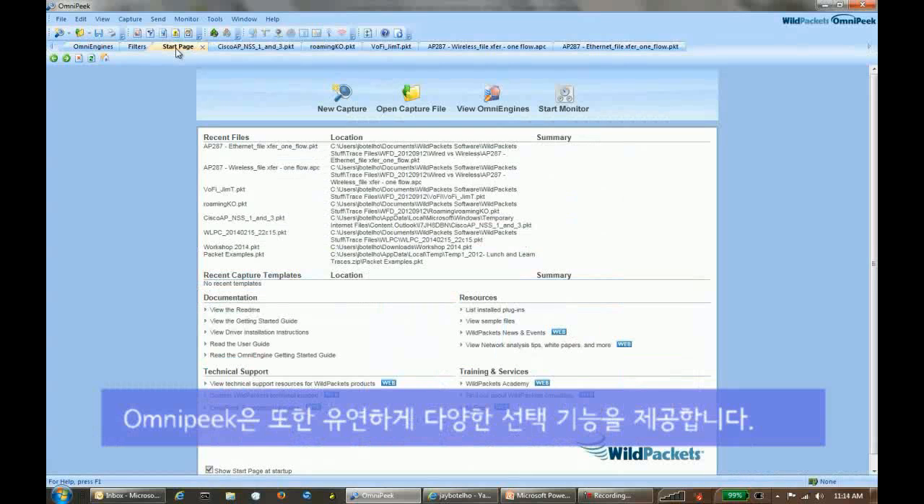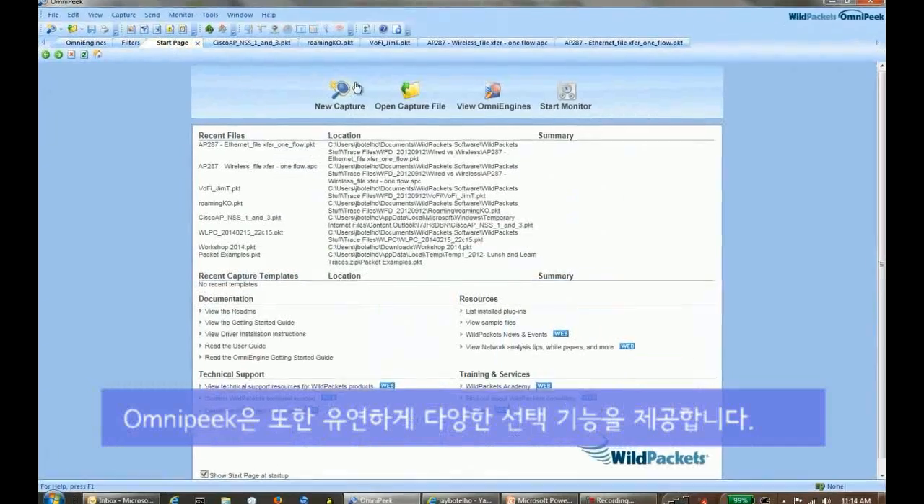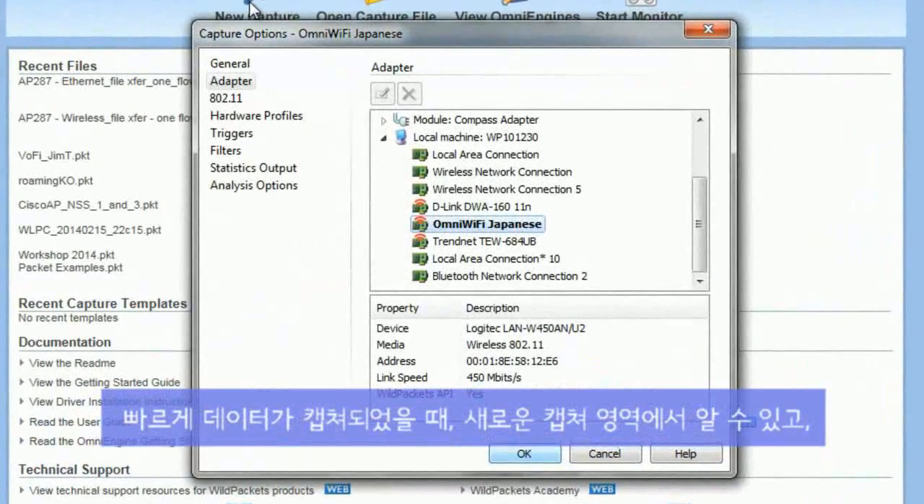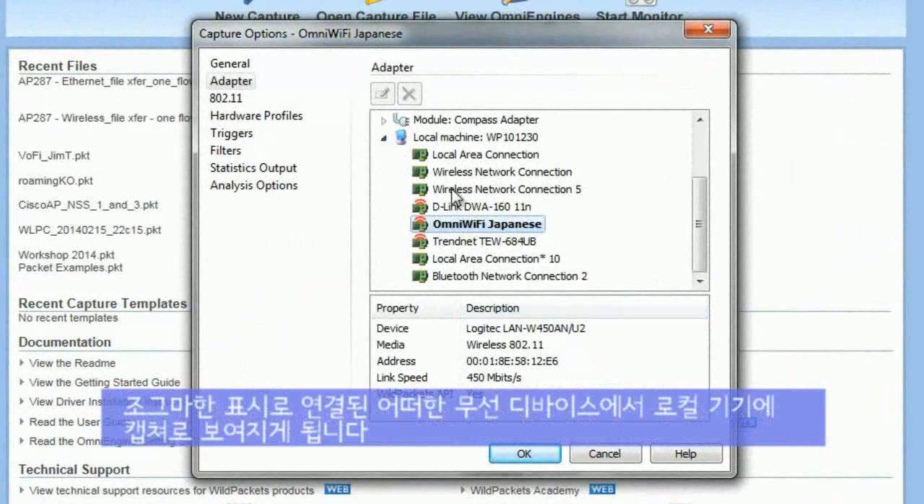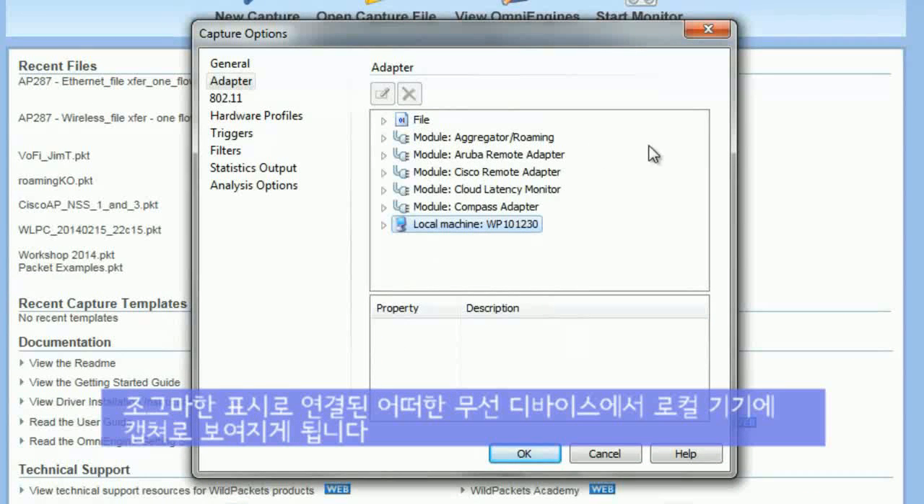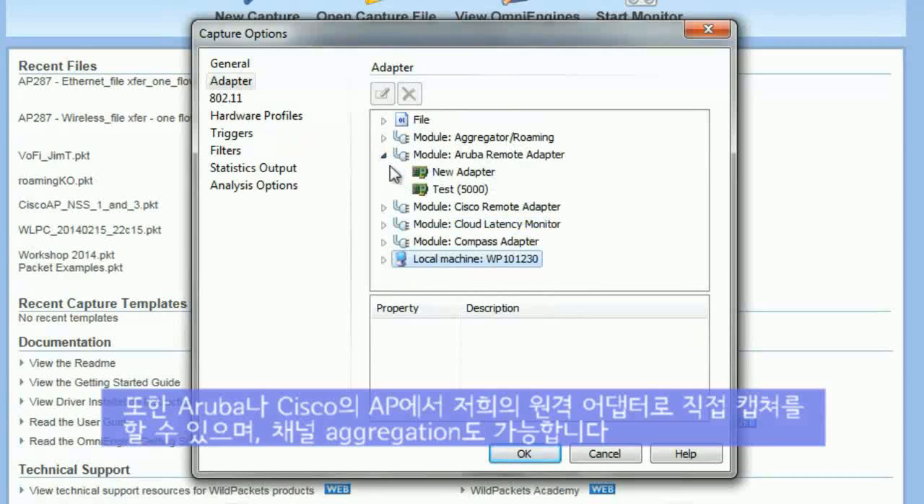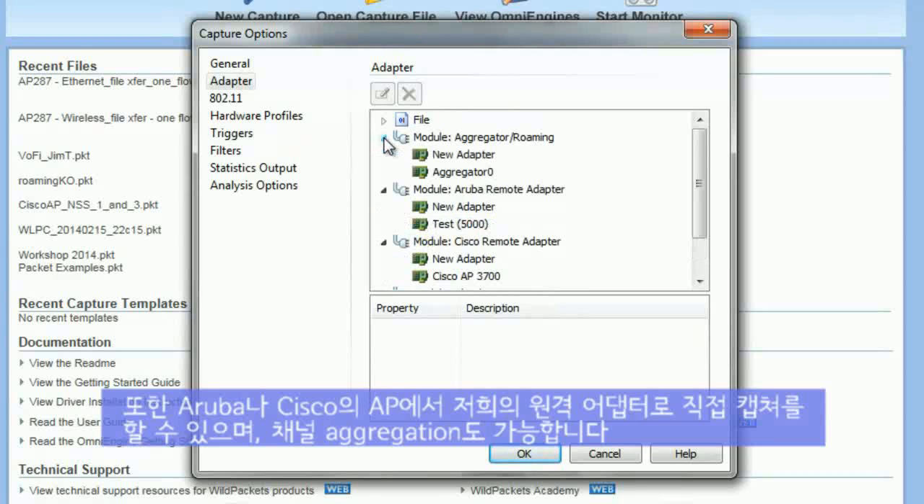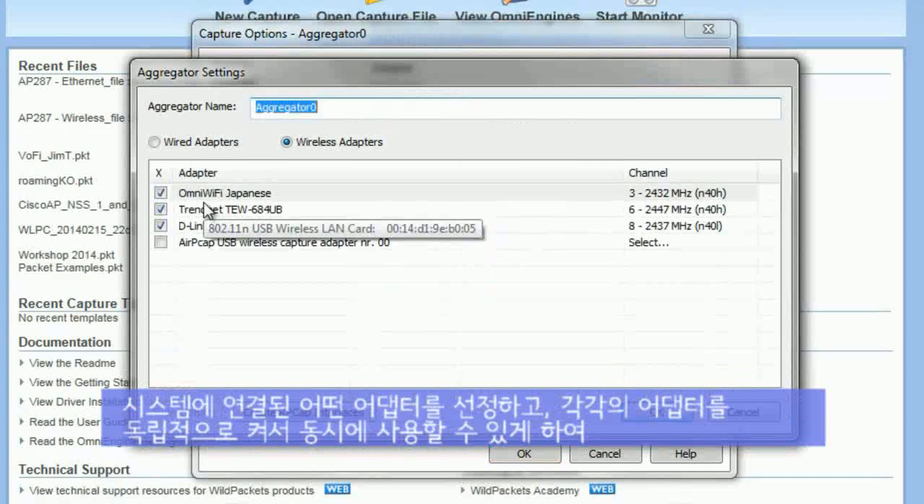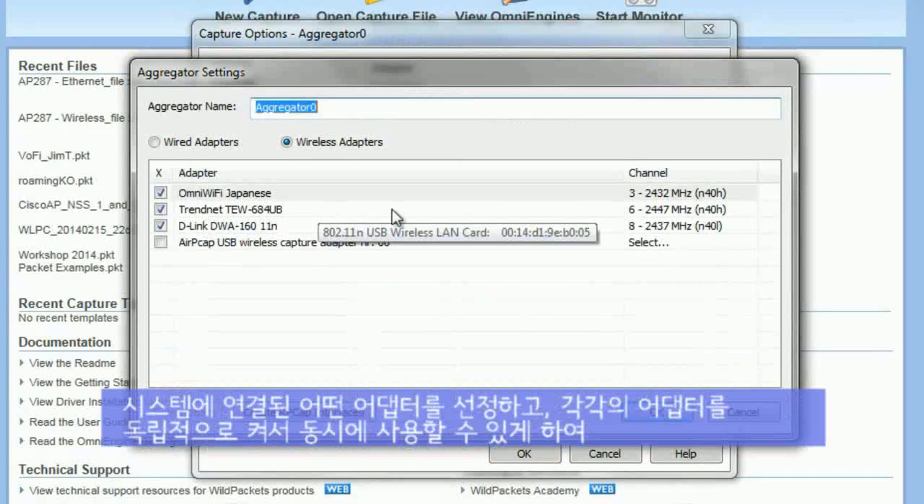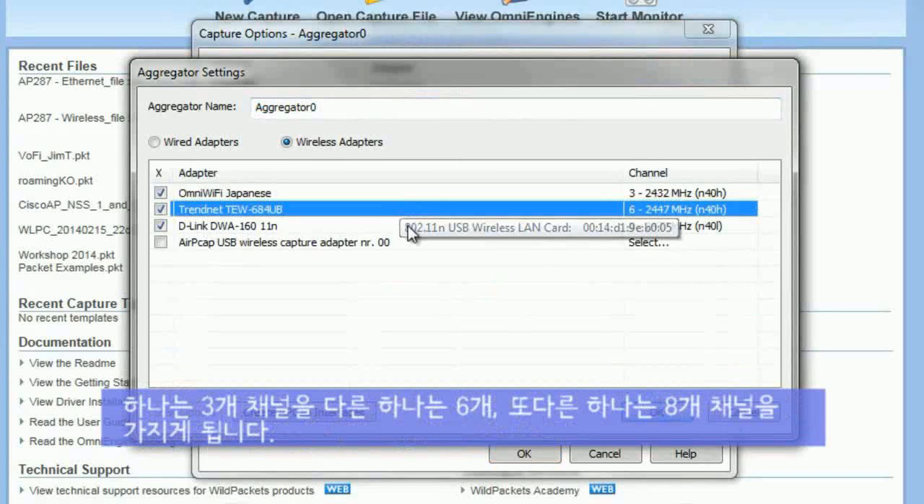OmniPeek also offers a number of very flexible choices when it comes to capturing the data. Very quickly, we can come to our new captures area and see first that we can do local captures from our local machine from any of the wireless devices that are connected, and they're indicated with a little wireless symbol. We can also do captures directly from access points, from Aruba access points, or from Cisco access points with our remote adapter. And we can also do channel aggregation, where we can pick any one of the adapters that are attached to our system and turn on each one individually and use them simultaneously.